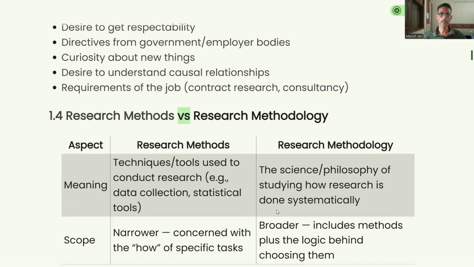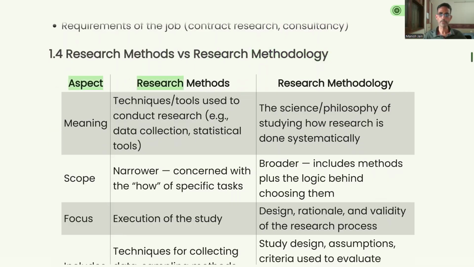1.4 Research methods versus research methodology. Difference. Aspect: research methods. Research methodology. Meaning: techniques, tools used to conduct research, e.g., data collection, statistical tools. The science, philosophy of studying how research is done systematically. Scope: narrower, concerned with the how of specific tasks. Broader, includes methods plus the logic behind choosing them.